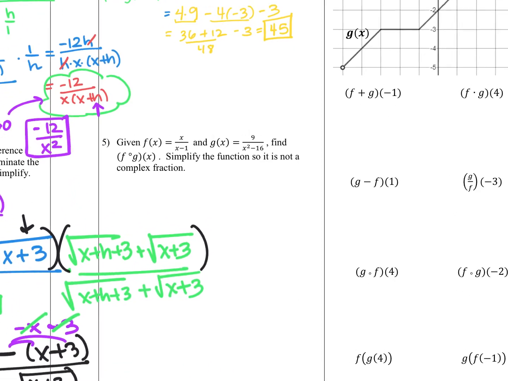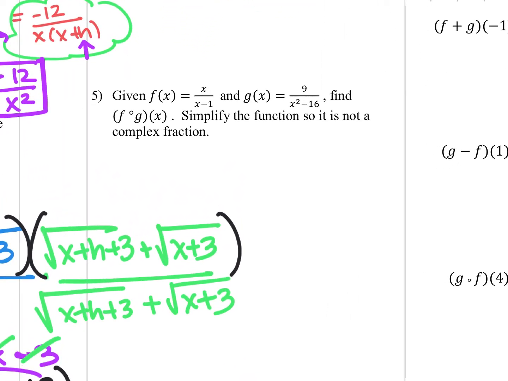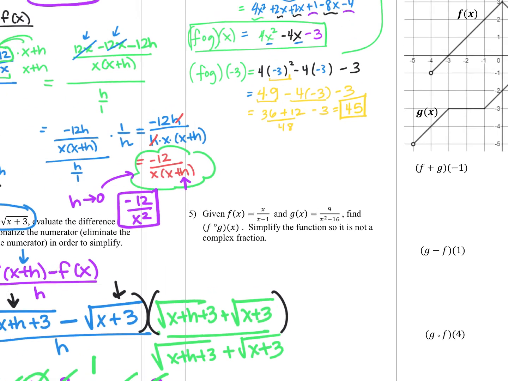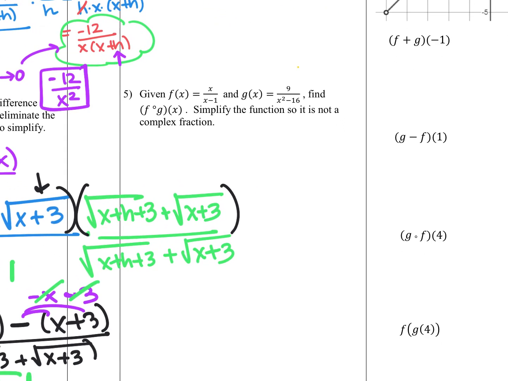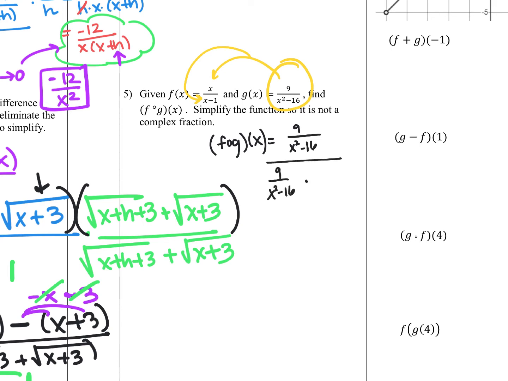All right, let's look at f here. It wants us to again do the composition, and then it wants us to do a little bit of simplifying so we don't have a crazy looking fraction. So let's see what that would look like. F composed with g, oops. So we're going to take function g and again plug it in where my x's are. So that's going to look like f composed with g of x will be equal to 9 over x squared minus 16 all over 9 over x squared minus 16 minus 1. Okay, so that's just plugging it in.